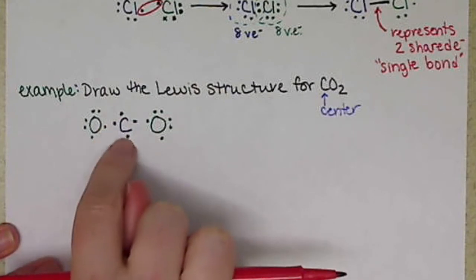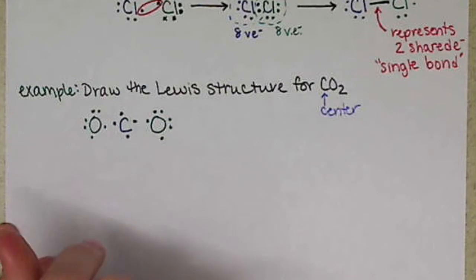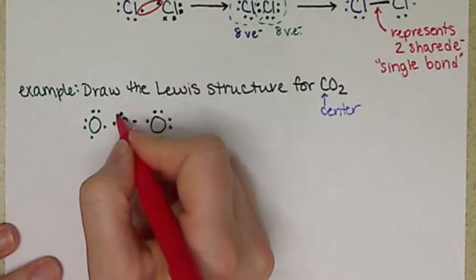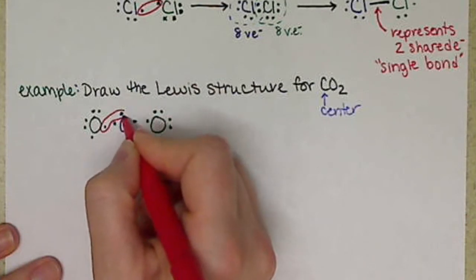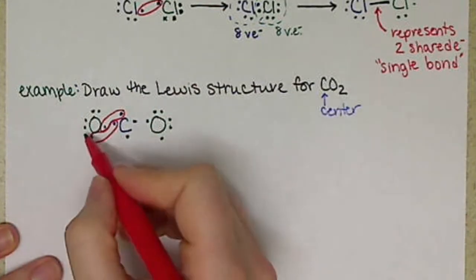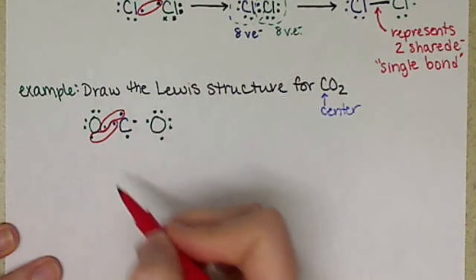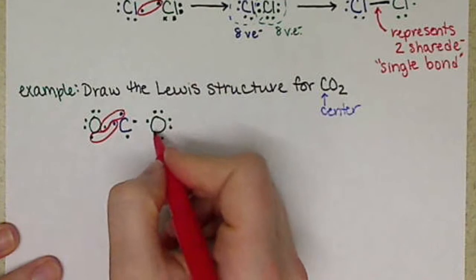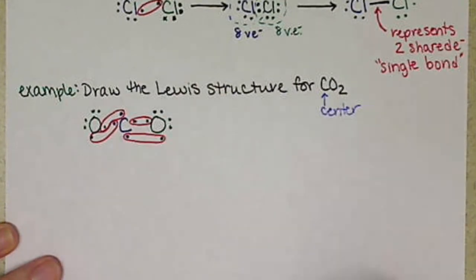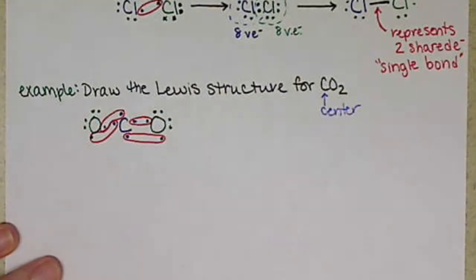Carbon, as hopefully you can see, has 4 different areas where it can share. So it's going to share all 4 of its electrons. How generous of carbon. So this oxygen is going to share 2 of its electrons with 2 electrons from carbon. This oxygen here is going to share 2 electrons with 2 electrons from carbon.